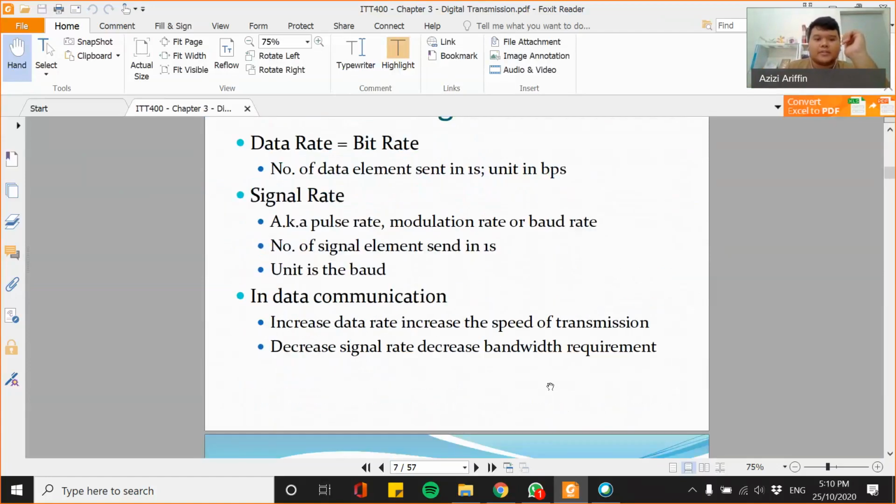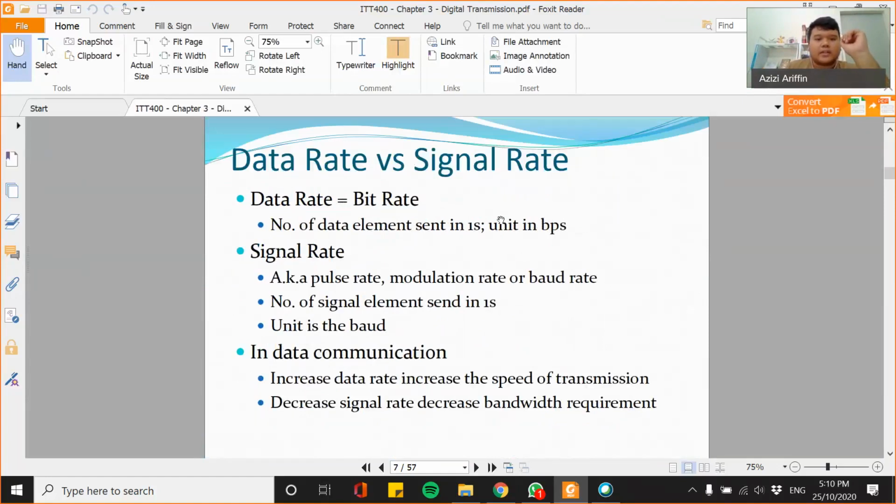Okay, next, data rate versus signal rate. Data rate is equal to bit rate, the number of data elements sent in 1 second, in bits per second. That is what we know as bit rate. Signal rate, also called pulse rate or modulation rate, is the number of signal elements sent in 1 second. For data rate, how much data can be sent from sender to receiver? That is the bit rate. But for signal rate, how many signal changes can be done in 1 second? In data communication, if we increase the data rate, of course we increase the speed of transmission. If we decrease the signal rate, we will decrease the bandwidth requirement.